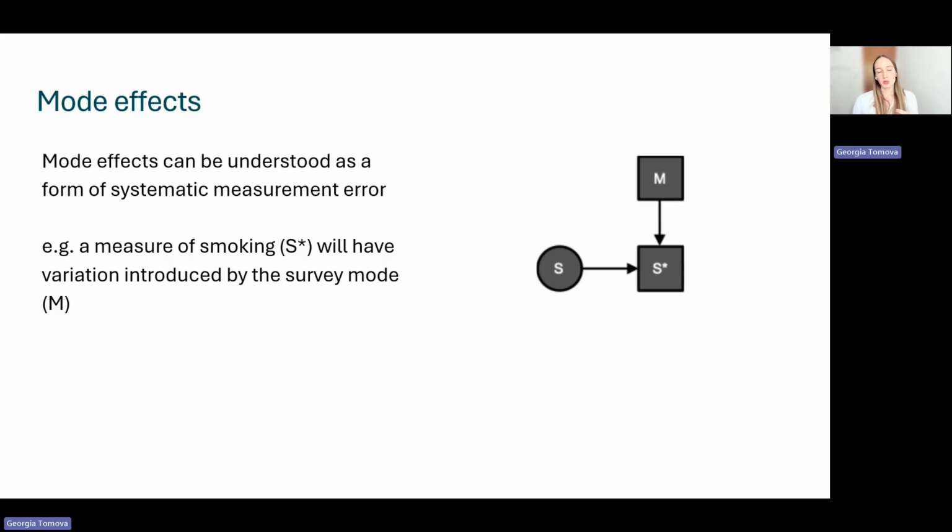But if we have measured smoking using more than one mode, and smoking was reported differently in the two modes, then we might also have a mode effect. So in addition to the underlying true smoking, some of the variation in the observed smoking or S star will be due to the mode. So we also depict mode as M in a square, and we depict it as another cause of S star. And we're going to use the concept in this structure throughout to see the implications in different contexts.